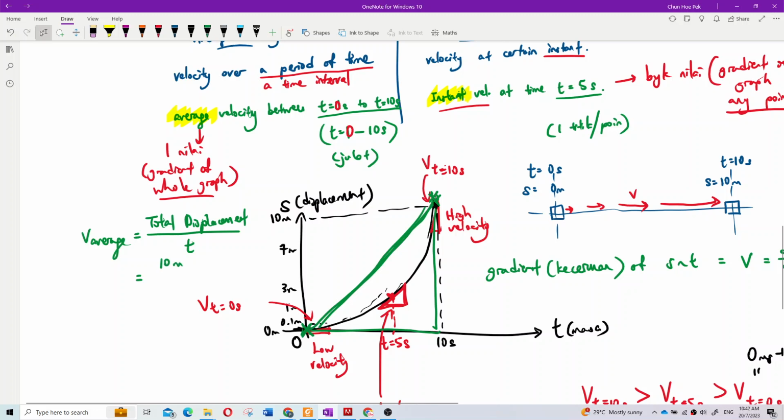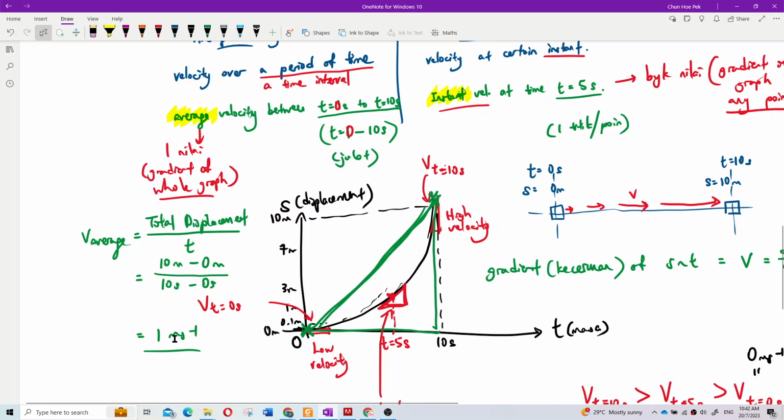So, what is the total displacement from 0 up to 10? 10 meter lah. Understand? 10 minus 0. 10 tolak 0. 10 lah. Bahagi dengan masanya berapa? How much time taken? 0 to 10 second? 10 second lah, isn't it? So, berapa dia? 10 bagi 10. 1 meter per second.